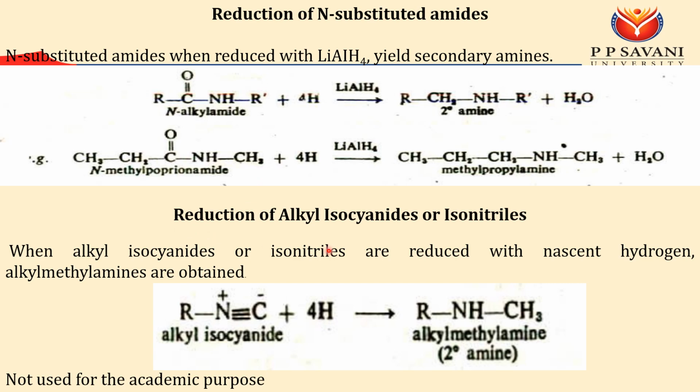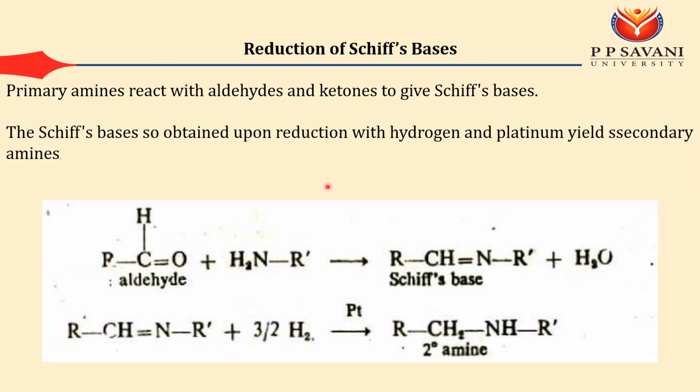Then reduction of alkyl cyanides or isonitriles. If I write N triple bond C, that is my isonitrile. Same thing, you have to do reduction here, and during reduction you will get a secondary amine, but you have to deal with alkyl isocyanide, so this method is not very useful for academic purposes. Then reduction of Schiff base.